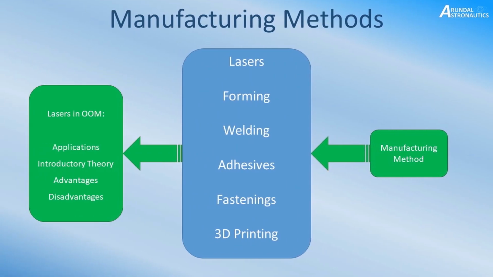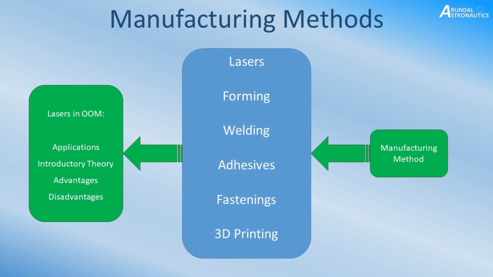We can see now on this slide that some of the manufacturing methods that we could consider for the space environment include lasers, forming, welding, adhesives, fastenings, and 3D printing. All of these methods have advantages and disadvantages along with their own associated theories of how they work.